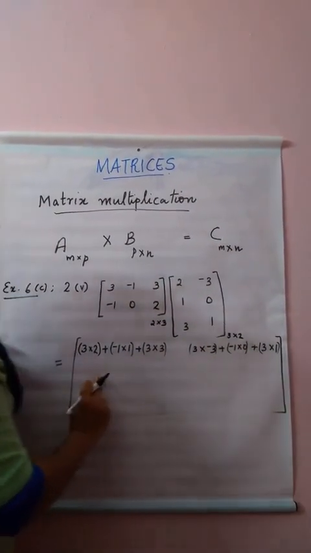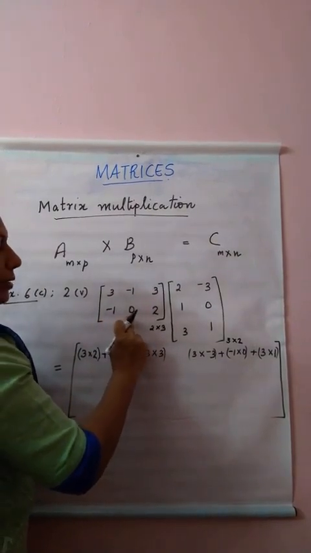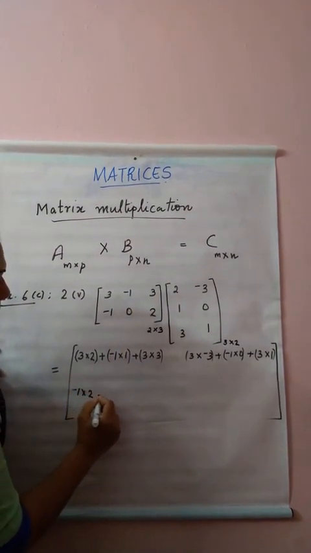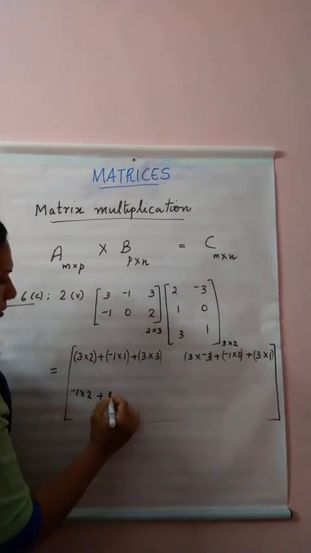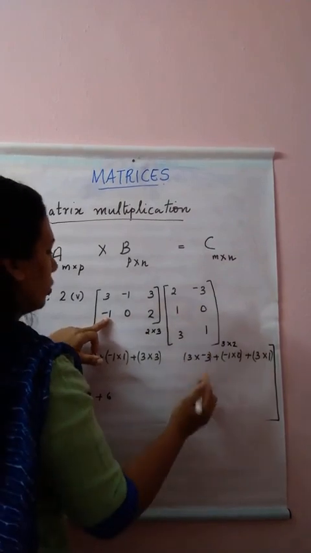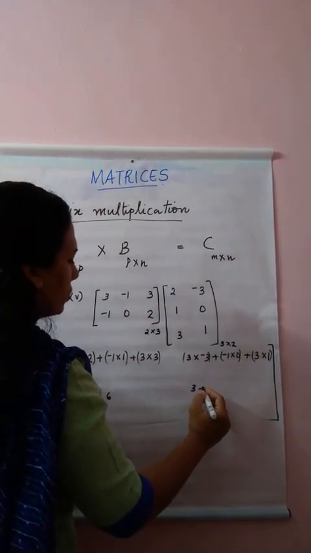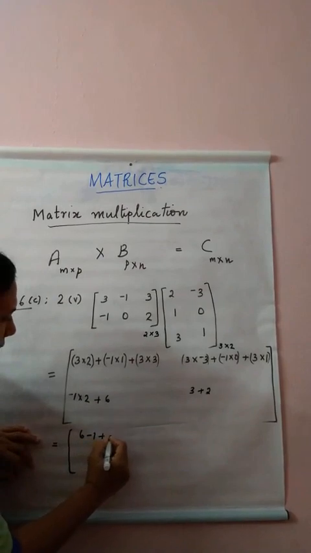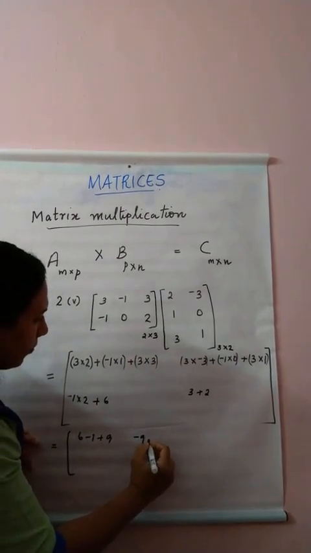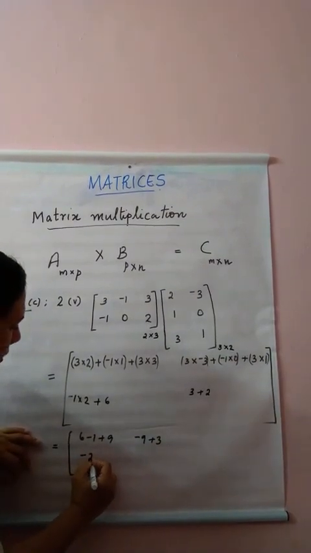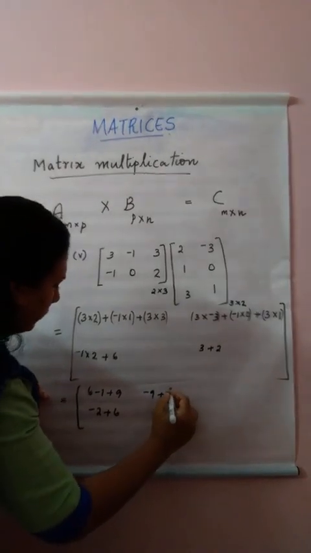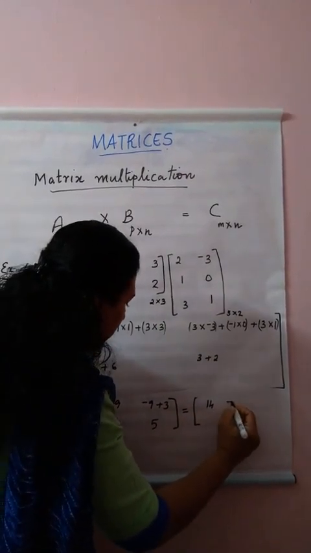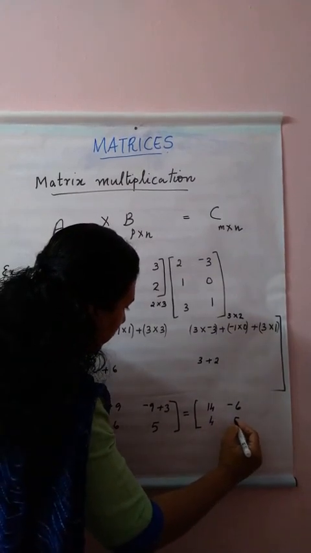That is A12. Now A22: we are going to multiply the elements of the second row of the first matrix. Minus 1 into 2, plus 0 into 1, plus 3 into 6. Then the next element is minus 1 into minus 3, 0 into 0, plus 2. So the answer is 6 minus 1 plus 9, then minus 9 plus 3, then minus 2 plus 6. So the answer is 6 minus 1, 5, plus 9, 14, minus 6, 4 and 5.